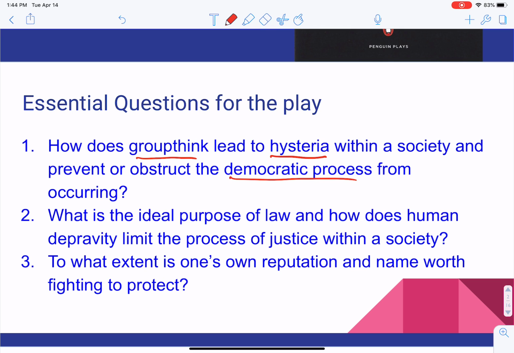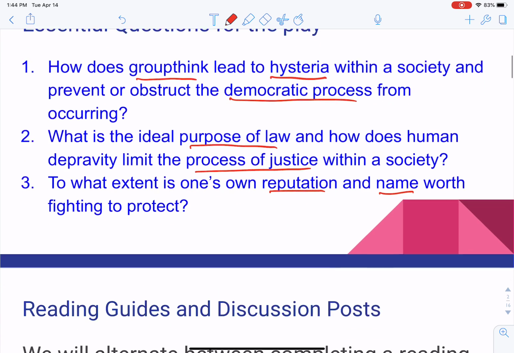Question 2, what is the ideal purpose of law? And how does human depravity limit the process of justice within society? So we're going to be talking about law and justice. And then finally, to what extent is one's own reputation and name worth fighting to protect? So what is in a name? Why is our reputation important? Why does that matter? Those are our essential questions for this particular play.